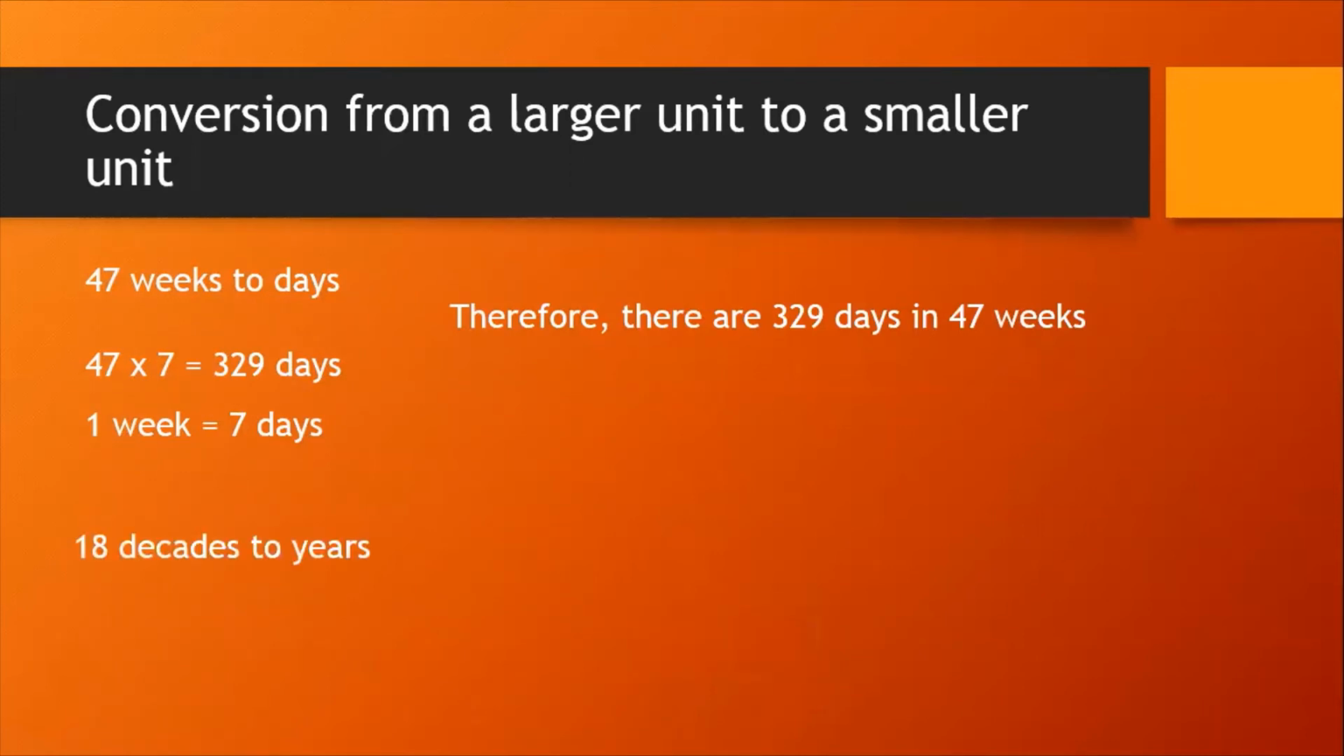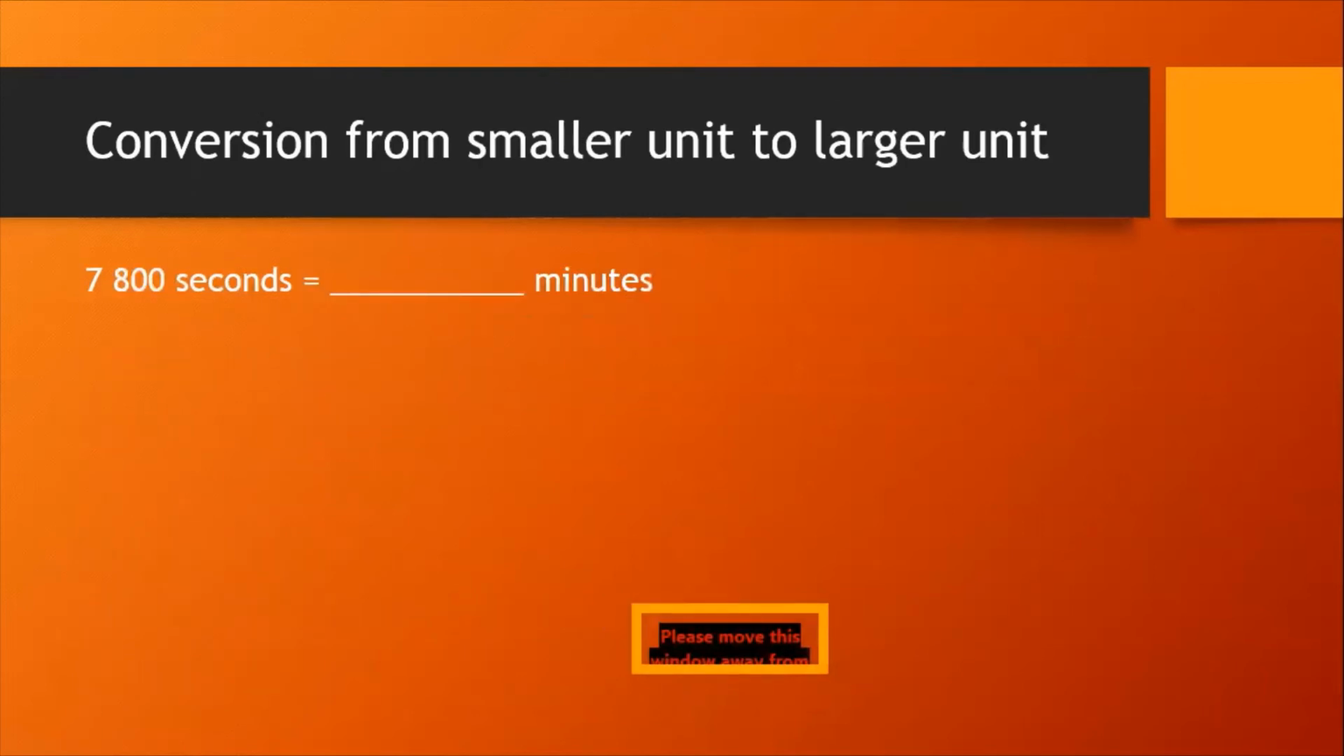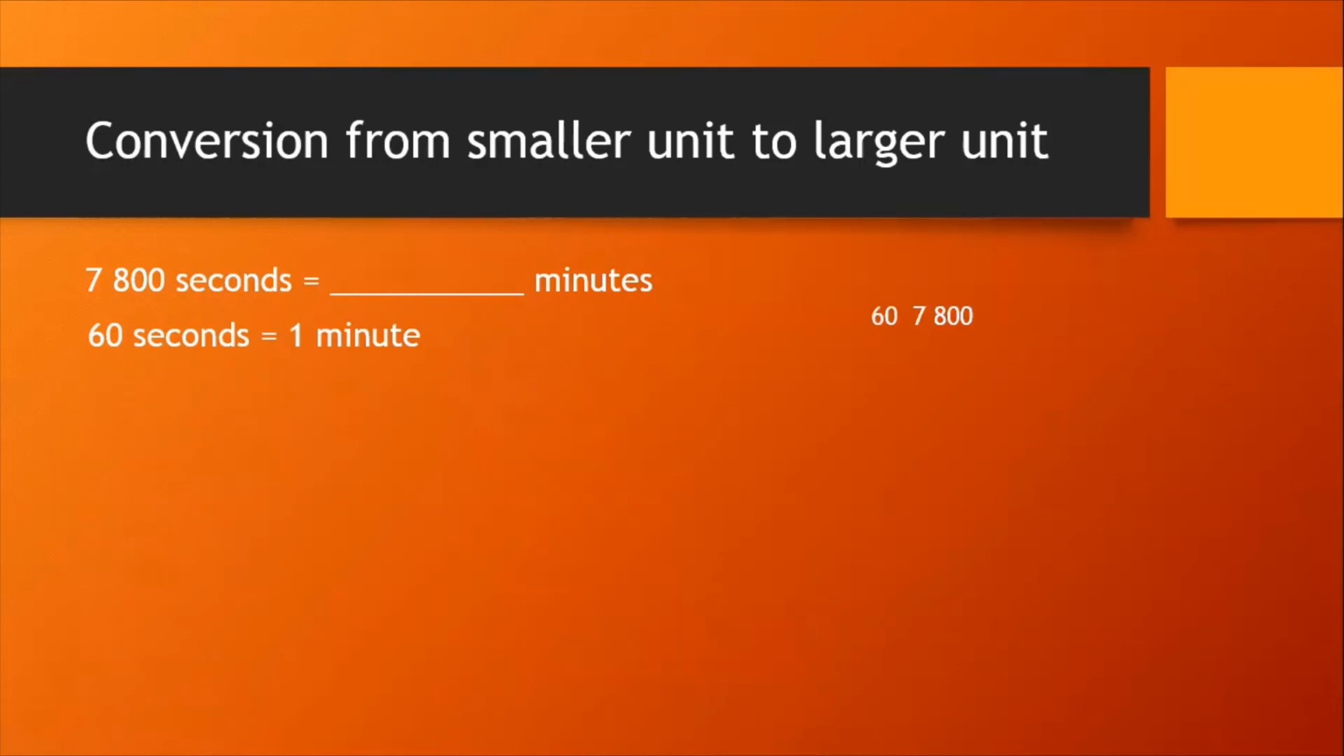How about we convert 18 decades to years. 1 decade is equivalent to 10 years. So 18 times 10 is 180. Therefore, there are 180 years in 18 decades. This time, we will convert a smaller unit to a larger unit. So we have here, convert 7,800 seconds to minutes. We know that 60 seconds is equivalent to 1 minute. So we will divide. Always remember that when we are converting a smaller unit to a larger unit, we do the process of division.